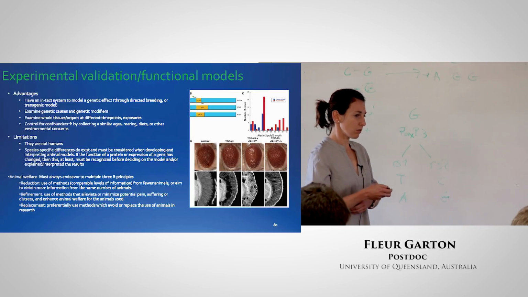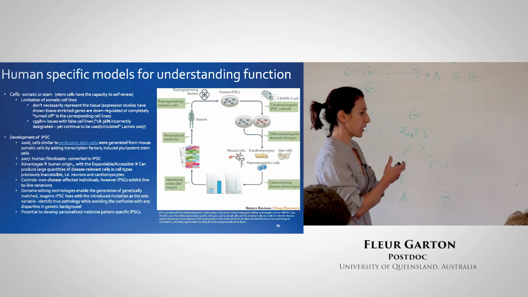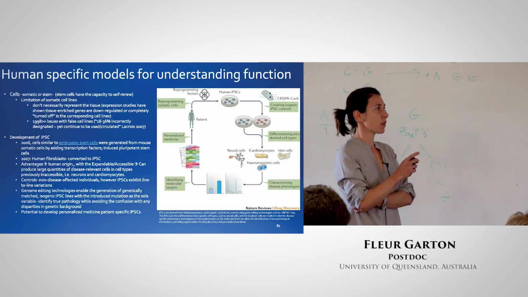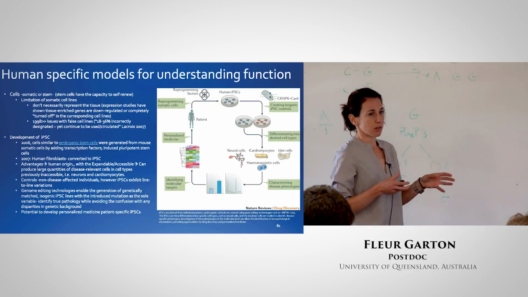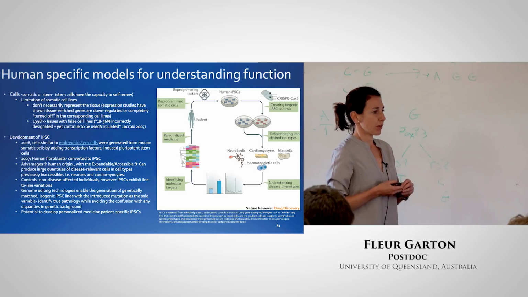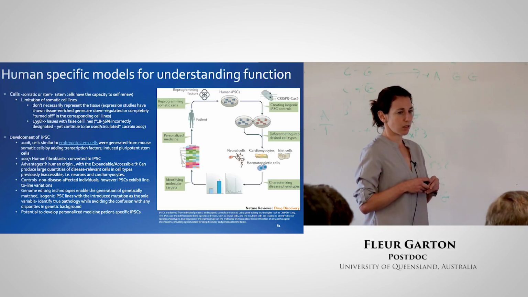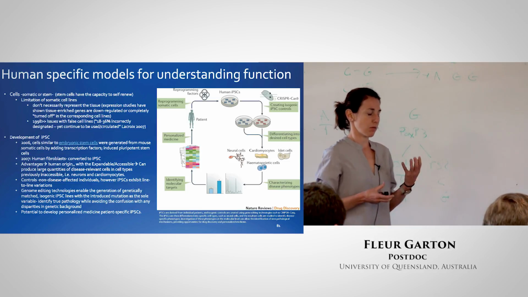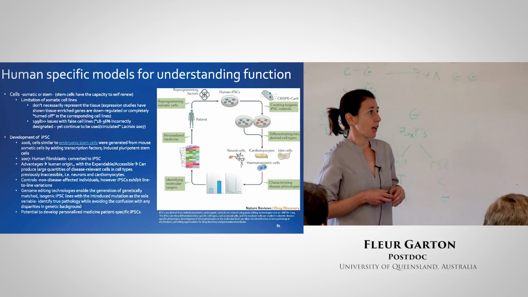So I'll talk about cell models. Cells can be somatic or stem cells. The difference between the two is that stem cells have a capacity to self-renew. There are a few limitations of somatic cell lines. Generally, somatic cell lines are those that are associated with a particular tissue.